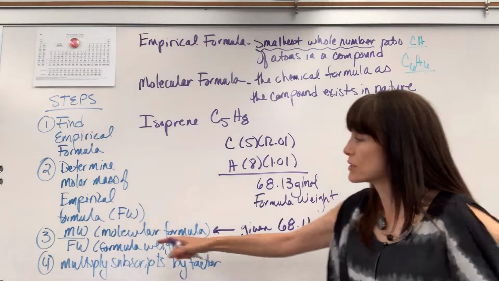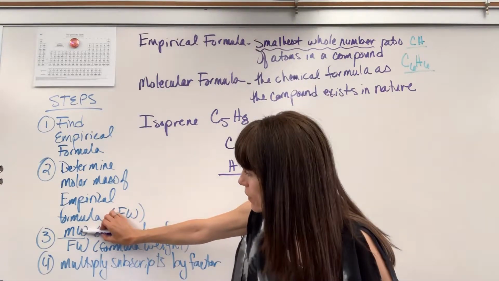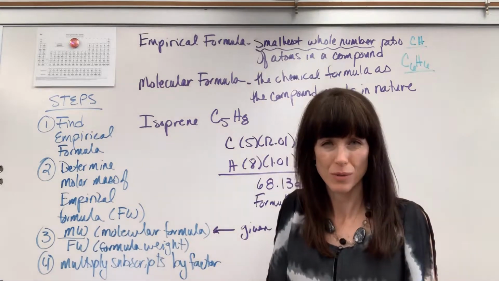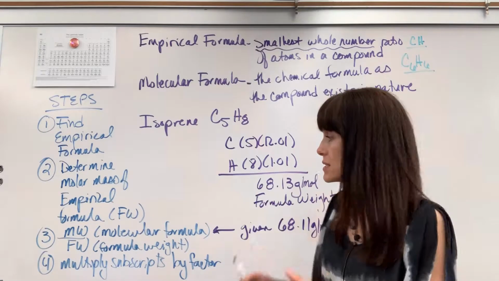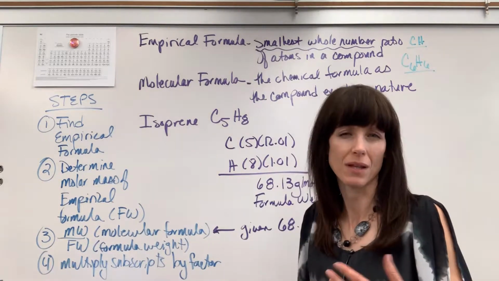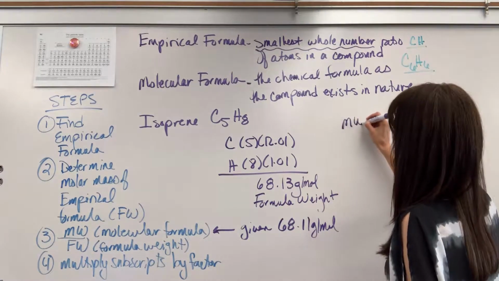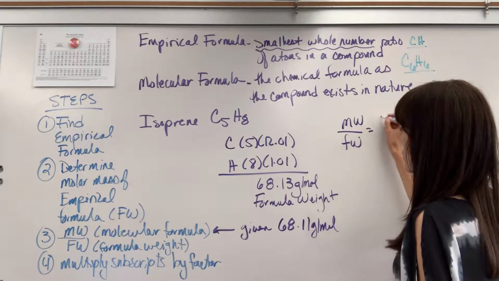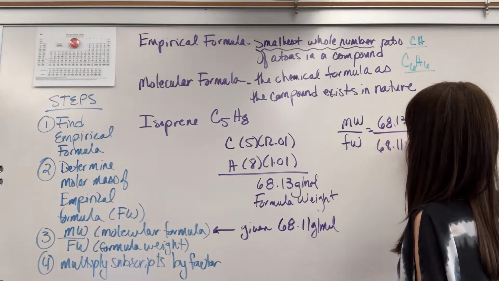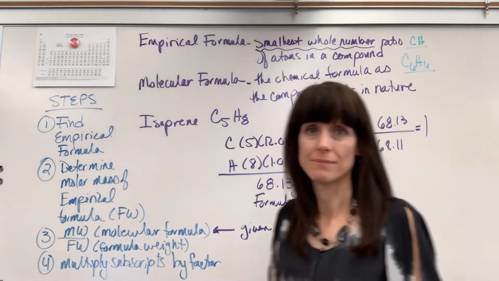Now what we do is we just divide molecular weight by formula weight, and here's the reason why. This is the mass that exists in nature. The formula weight is just the smallest whole number ratio. So we're really trying to see how many of those formula weights fit into the molecular formula, in essence. So let's go ahead and divide it. Molecular weight divided by formula weight will be 68.13 divided by 68.11. In essence, this will round to 1.